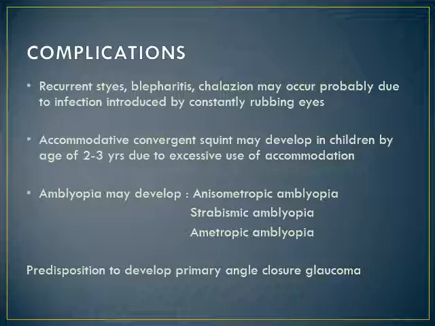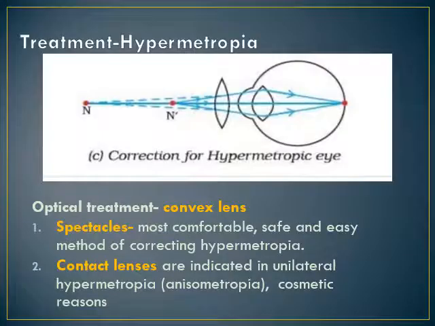When the eye with a high refractive error has low vision. Then strabismic, due to the squinting eye, develops low vision. Then ametropic, that is bilateral high refractive error, that is high hypermetropia, can lead to defective vision which cannot be corrected with glasses. Then predisposition to develop primary angle closure glaucoma. As the angle is shallow, there are chances to develop angle closure glaucoma.